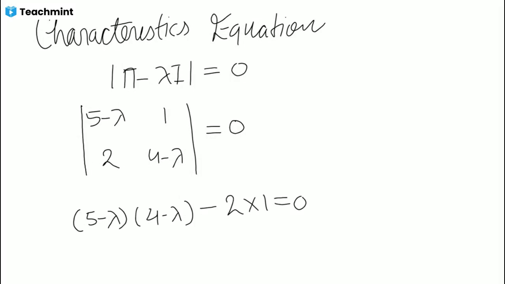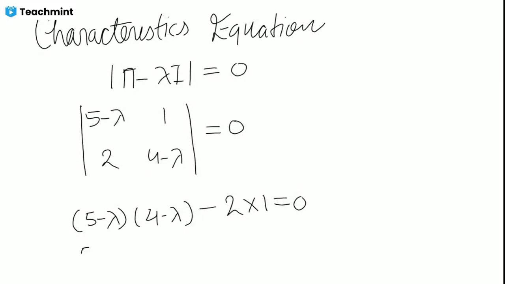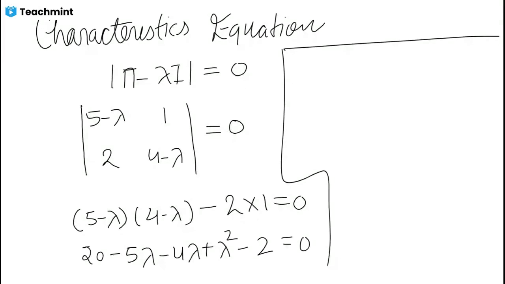So let us simplify. Multiply. 5 into 4 we have 20. 5 into minus lambda we have minus 5 lambda. Minus 4 into lambda, minus 4 lambda, and plus lambda square. Minus 2 is equal to 0. So now simplify and write in order: lambda square minus 9 lambda plus 18 is equal to 0.